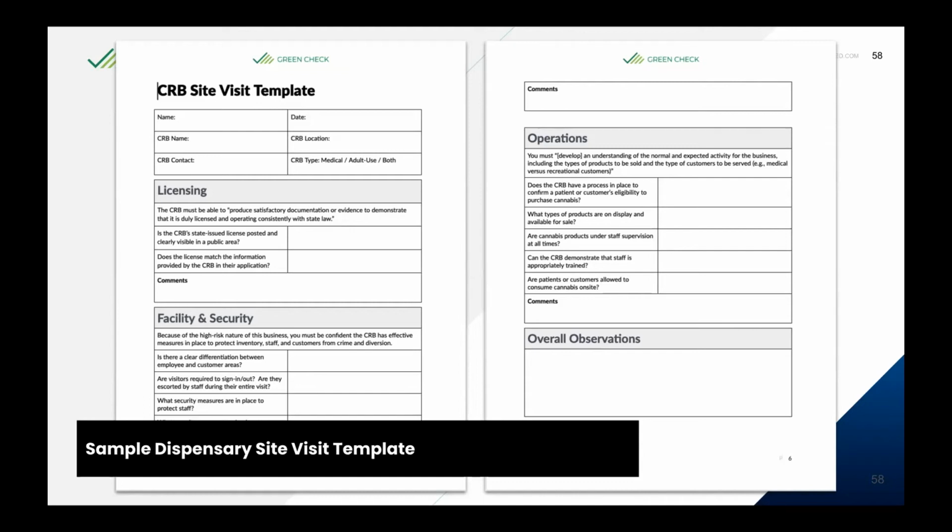Site visits are really about you establishing your comfort level. Now, if you really do want to know what the state went through on its last exam, you can always request a copy of it from your CRB. I don't know of a state that does not provide a copy of the exam results to the cannabis business. There may be some exceptions, but it is absolutely something you can ask for. Can I have a copy of your last state exam?